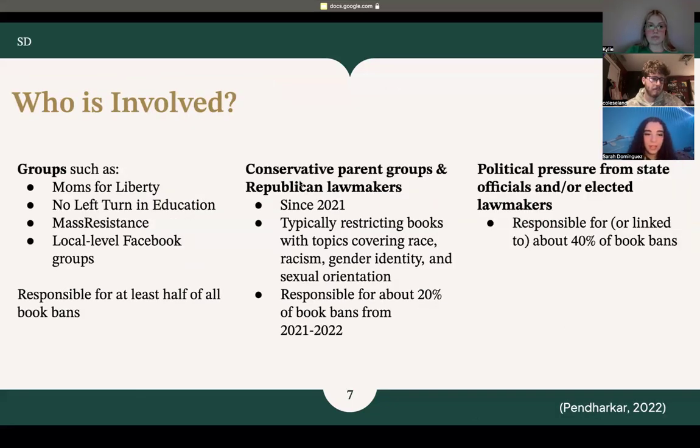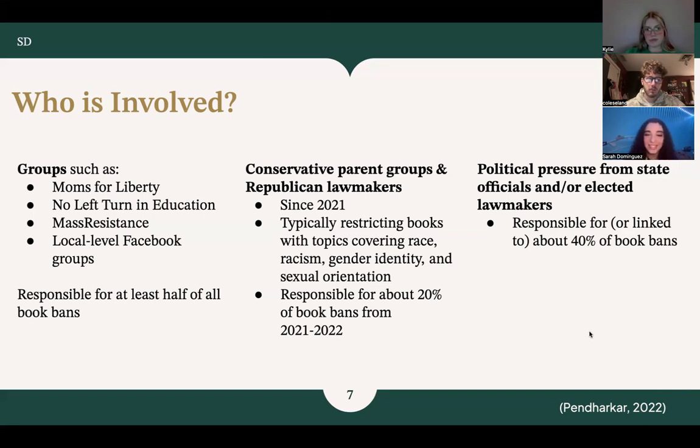So, for who was involved, one part is groups such as Moms for Liberty, No Left Turn in Education, Mass Resistance, local level Facebook groups, and all of these groups are responsible for at least half of all book bans. Another part is conservative parent groups and Republican lawmakers, and they have been involved since 2021, where they're typically restricting books with topics covering race, racism, gender identity, and sexual orientation. And they're also responsible for about 20% of the book bans from 2021 to 2022. And then another big part is political pressure from state officials and or elected lawmakers, and they are responsible for or just linked to about 40% of all book bans. Next slide.